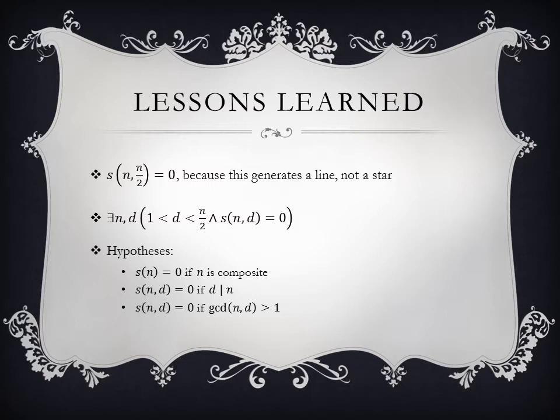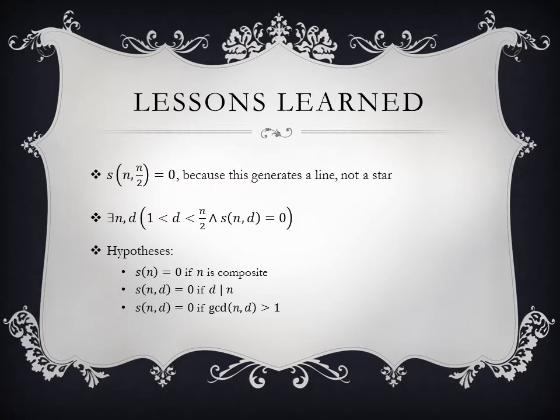First, we learned that d equals n over 2 will never work because we get a line, not a star. Next, we learned that even if d is greater than 1 and less than n over 2, there are still cases where it doesn't generate a valid star. We don't know how to define these cases yet, but we know that they exist because we found one with n equals 6 and d equals 2.